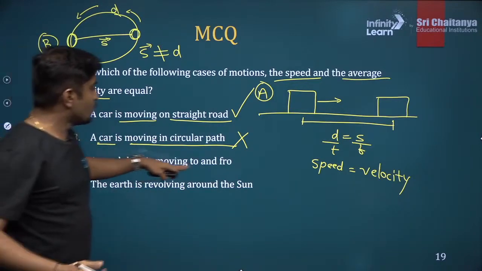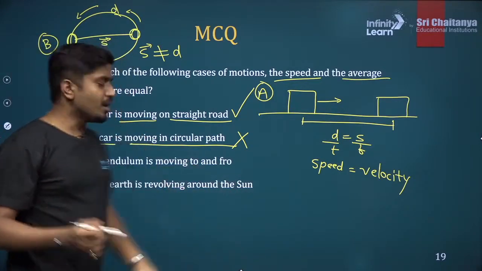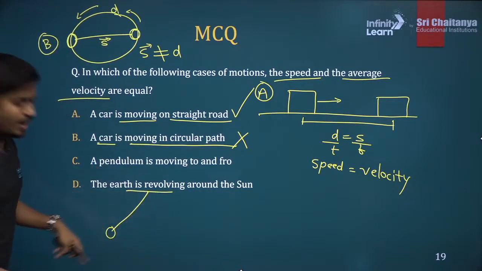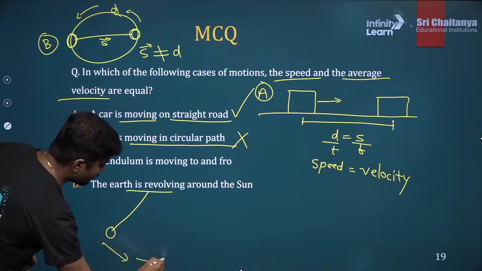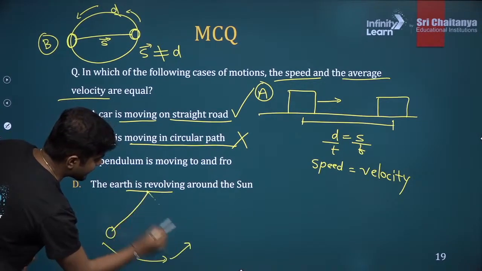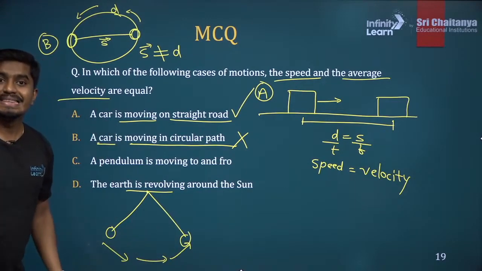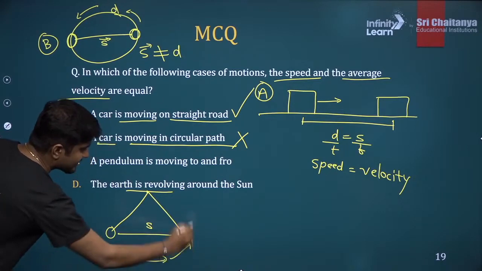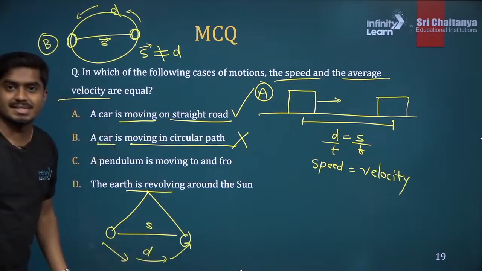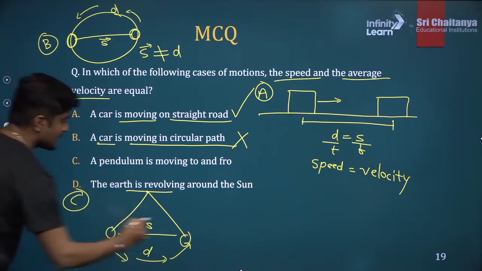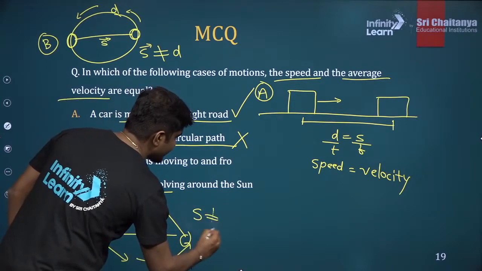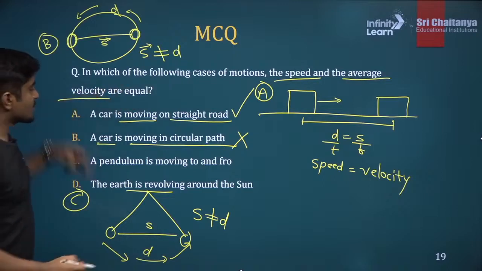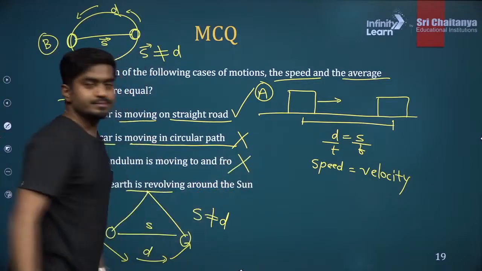Now option C: the pendulum is moving to and fro. Do you know how a pendulum looks? It is something like this. There is a string and there is a bob. This bob will move in this direction and it can come to this point. In that case, this straight line is the displacement and this curved line is the distance. So even here displacement is not equal to distance. That is the reason speed and velocity are not equal.